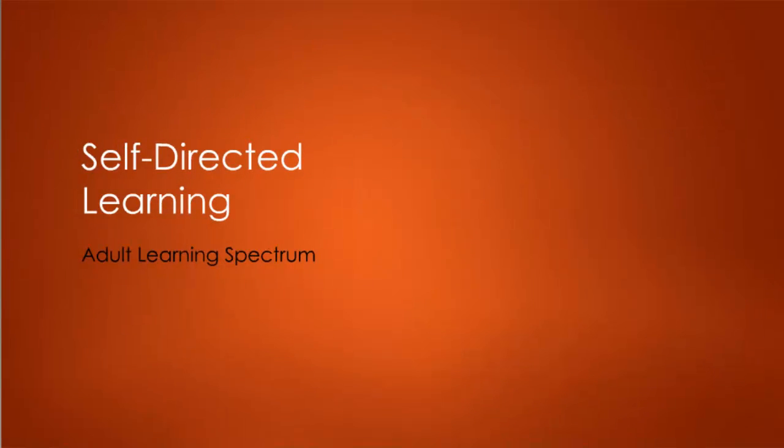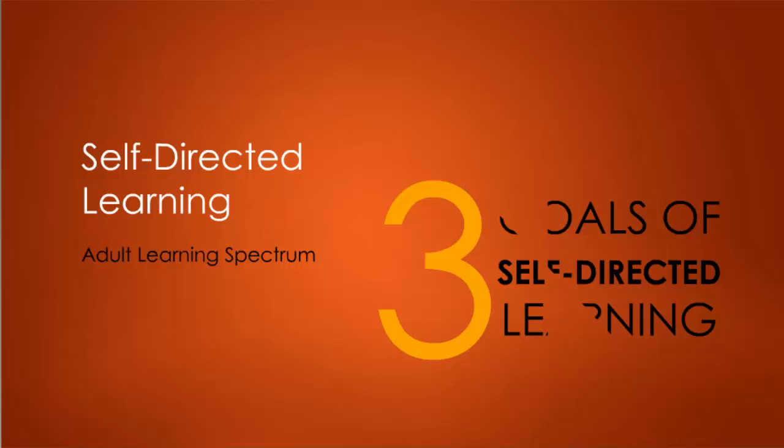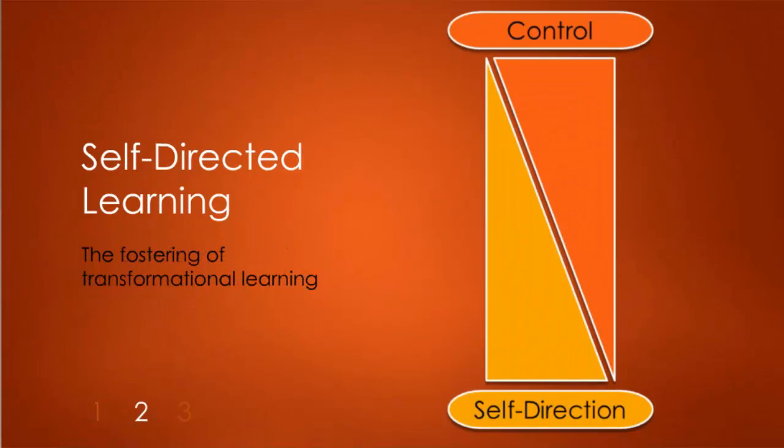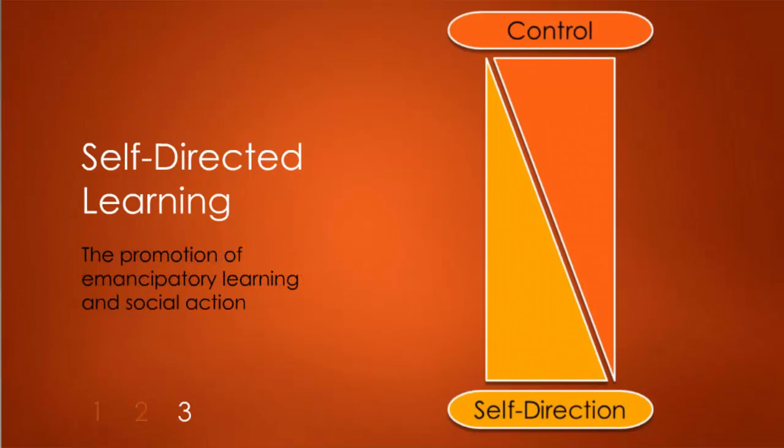There are three goals in self-directed learning: the development of the learner's capacity to be self-directed, the fostering of transformational learning, and finally, the promotion of emancipatory learning and social action.